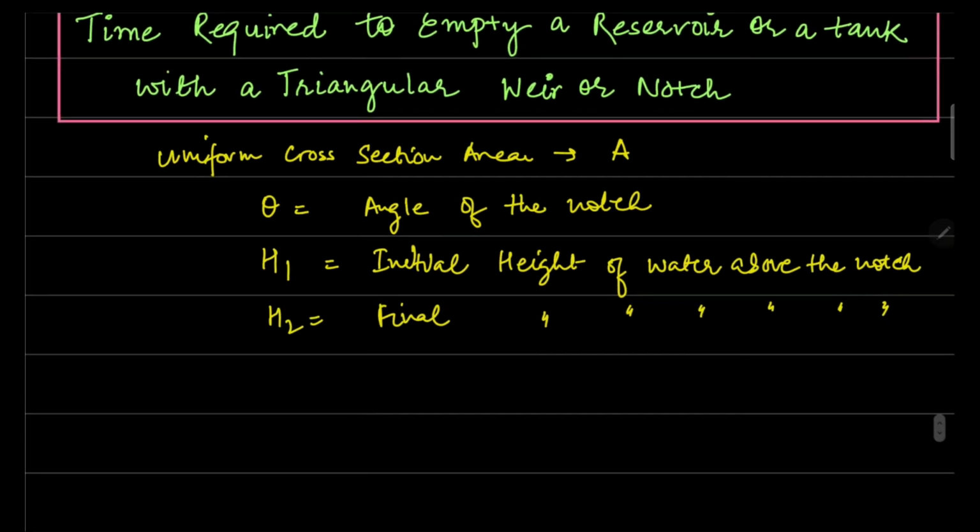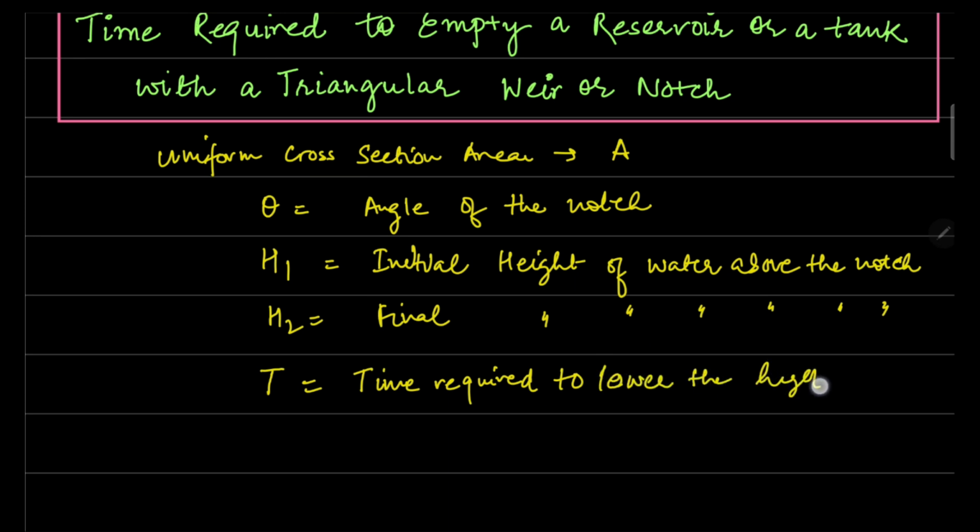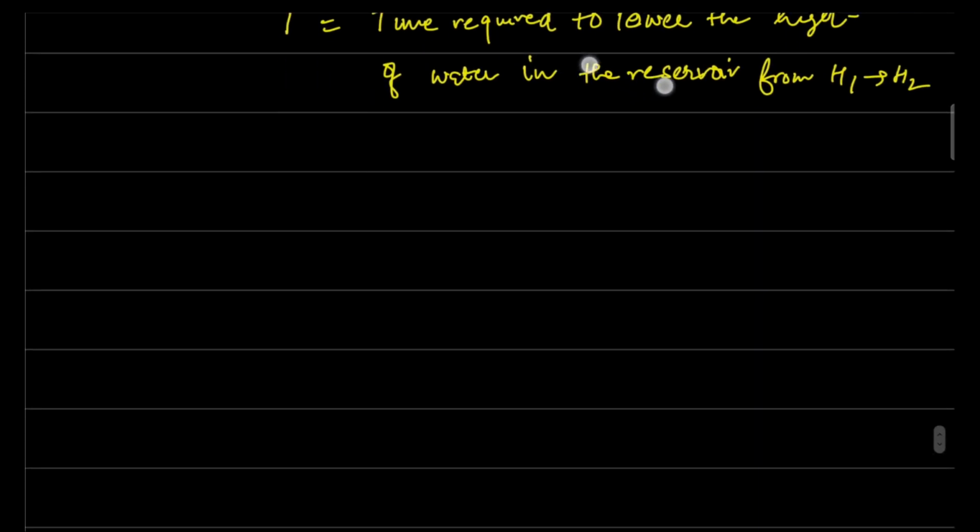And for this particular phenomenon, which takes the emptying of water from level h1 to h2, this takes time t. So we can write that this is the time required to lower the height of water in the reservoir from h1 to h2. So in the same fashion as what we did earlier, we will go for this one.